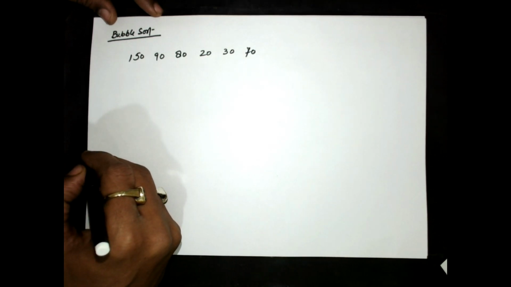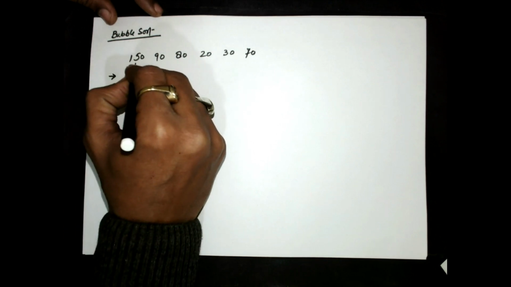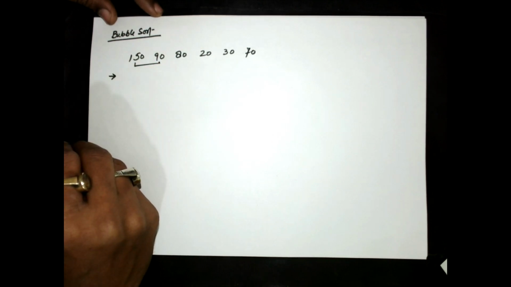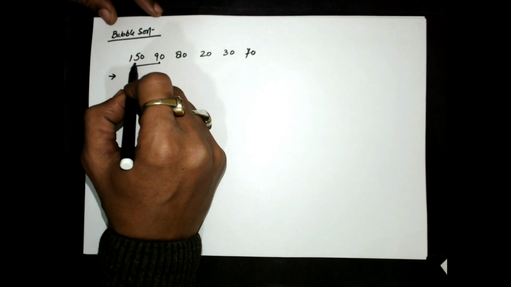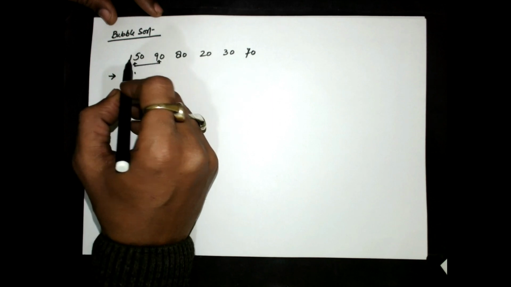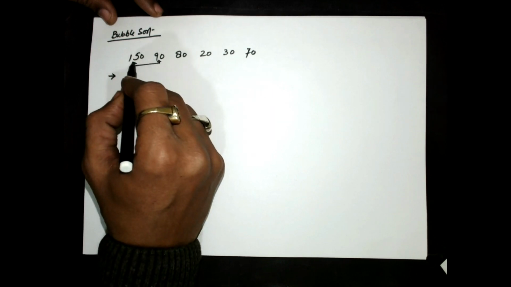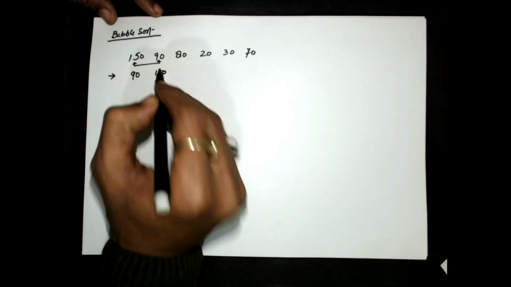And we have to sort these numbers. We have 6 numbers. So in the first step, we compare the first two elements. We exchange if the previous number is larger than the next one. If the previous number is larger than the next one, we will exchange these two numbers. So in this case, 150 is larger than 90. So we will exchange these two.